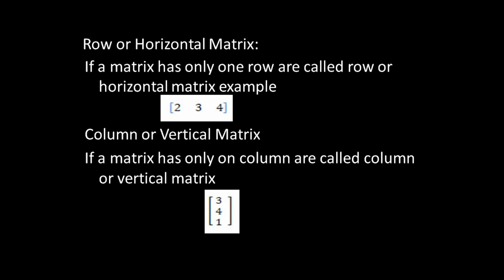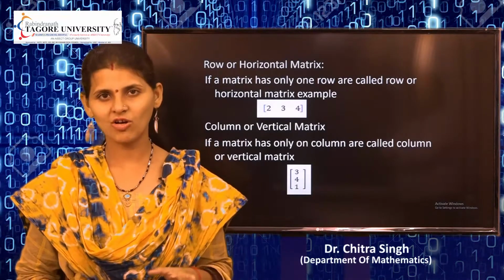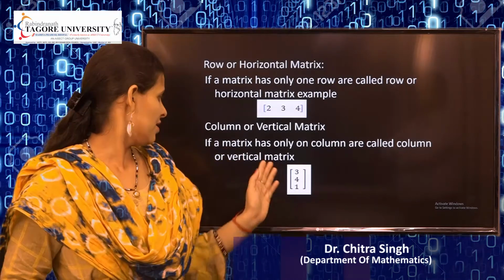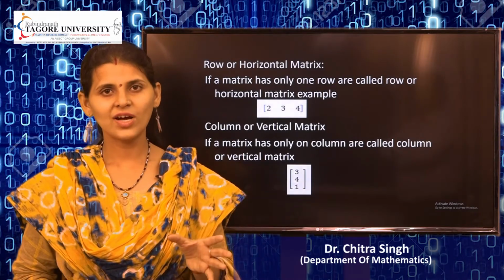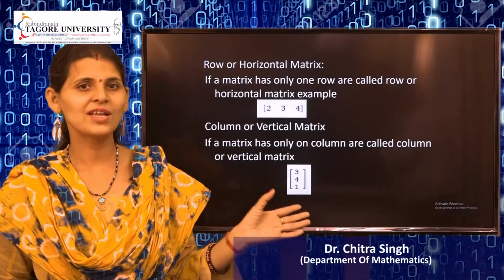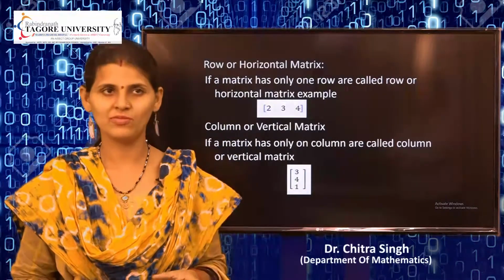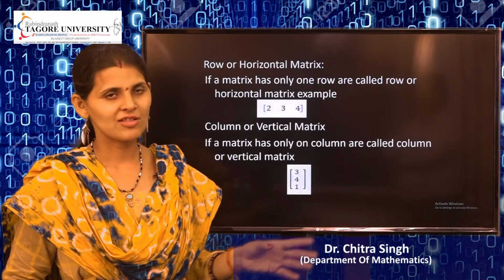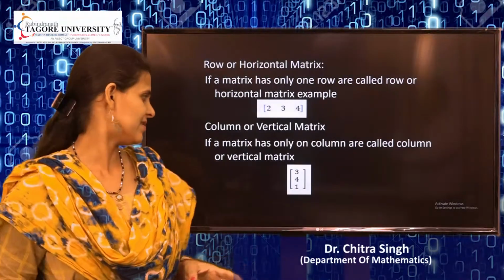Column matrix, or vertical matrix. If a matrix has only one column, such as 1, 2, 3, 3, 4, 1, that is only one column. This example is represented in column form. So this is a column matrix, also called a vertical matrix.